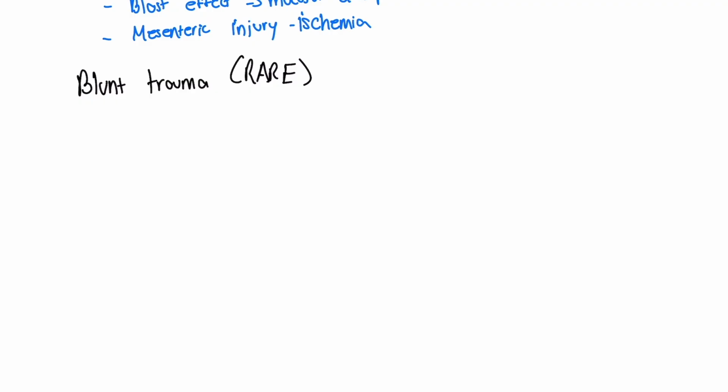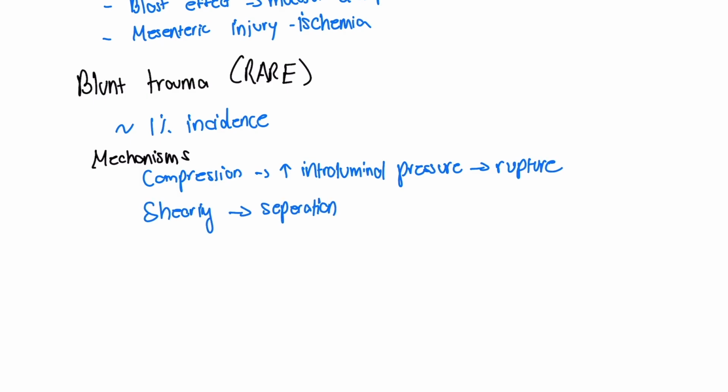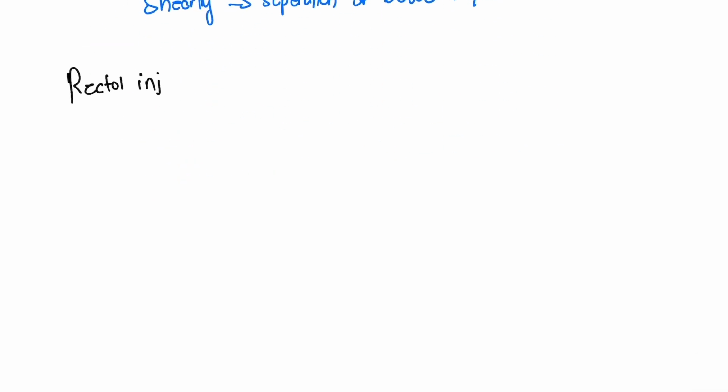The mechanisms are compression, that acute compression that leads to increased intraluminal pressure that leads to rupture. There could be shearing that separates the bowel layers. Rectal injury is often associated with pelvic fracture. So if penetrating trauma, think colon injury.